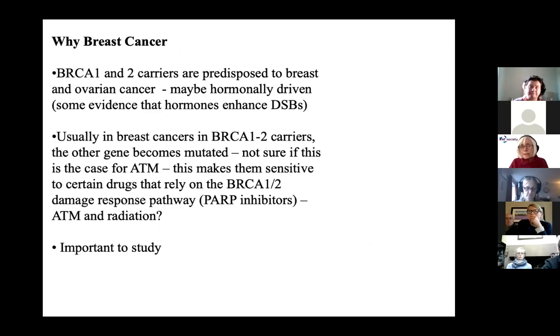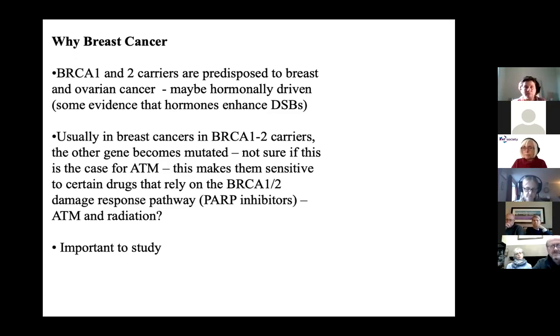So why is it that there might be the risk of breast cancer? This question's been asked a lot for BRCA1 and BRCA2 carriers that were predisposed to both breast and ovarian cancer. It's not really that well understood, I don't think, but one of the possibilities is that they're hormonally driven cancers, and the hormones can, during their usage and the way they function, introduce double-strand breaks.